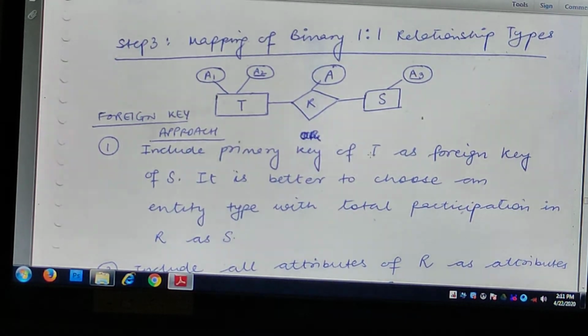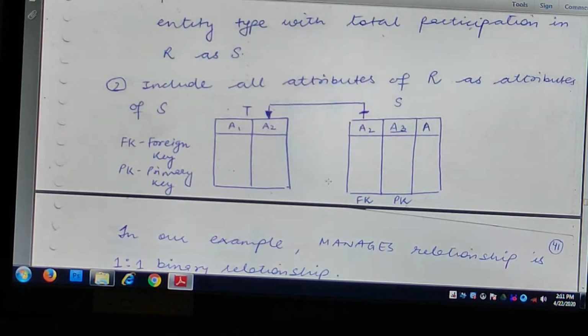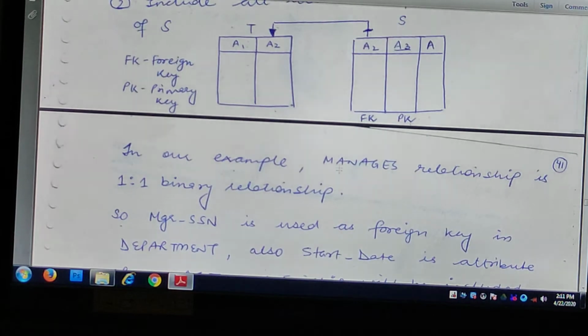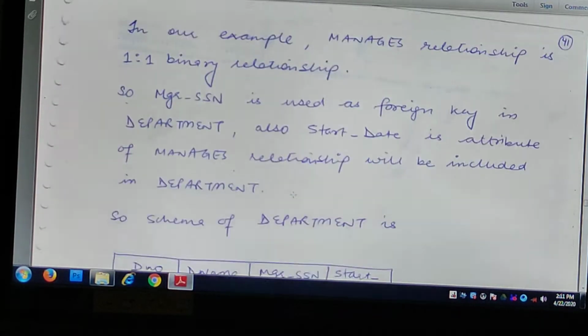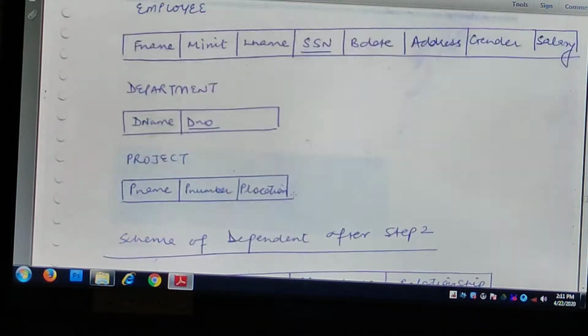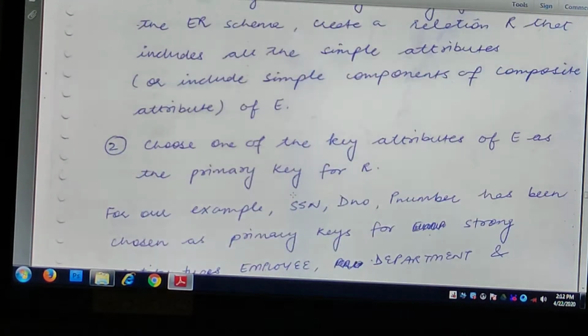So this is how we will map the relationship. You can see this here. A1 and A2 are the attributes. If A2 is the primary key, I am including this A2 as the foreign key in S. A3 is the primary key of S and A is the attribute of my relationship. So you can see this, that what all one-to-one relationships we are having in our ER diagram.